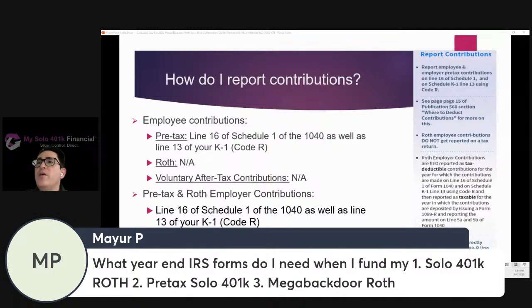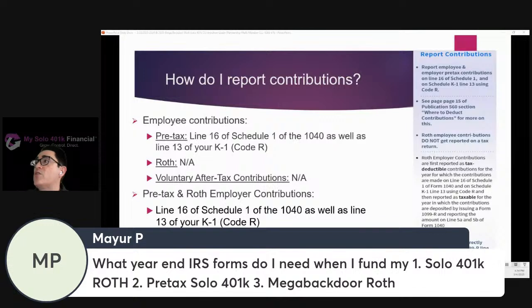He was saying, what year-end forms do I need when I fund my solo 401k? So no year-end forms from a solo 401k perspective when you make contributions, because contributions are not reportable by the plan. But there is a form that has to be issued for those mega backdoor Roth contributions, but it's not mega backdoor Roth contributions because really a mega backdoor Roth contribution is a two-step process. First, the contribution, then a transfer.